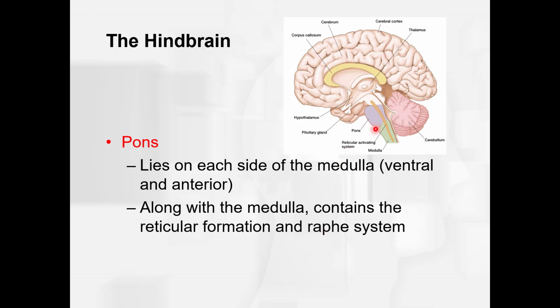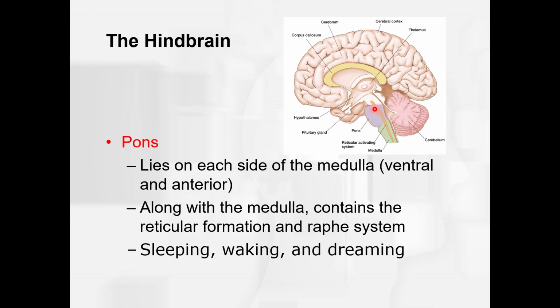So the pons, again, in that hindbrain, our hindbrains, like I said previously, very similar to lower animal species. And so again, things that are very basic that we all need to survive. The pons is going to control things like sleeping, waking, dreaming. So we'll come back and talk more about the pons when we talk about sleep in a later chapter.